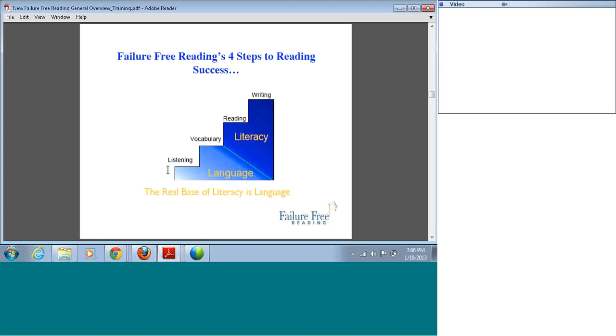Our students, the students that we tend to serve, have not had a lot of exposure to that process. And so they continue to struggle.